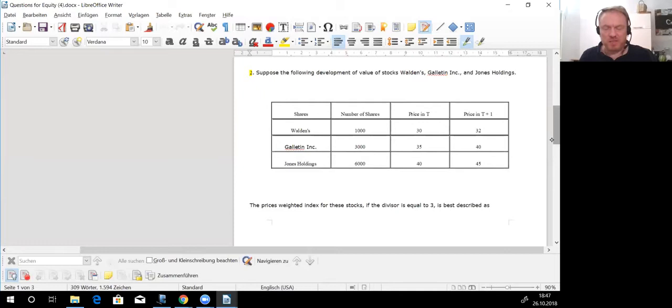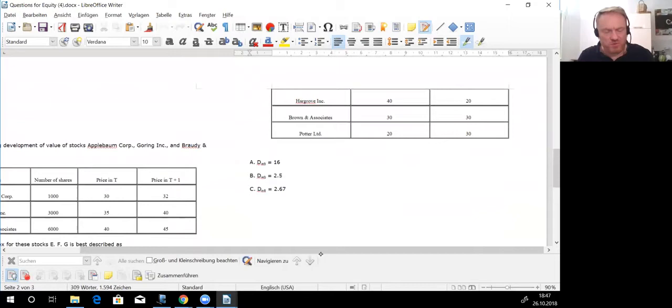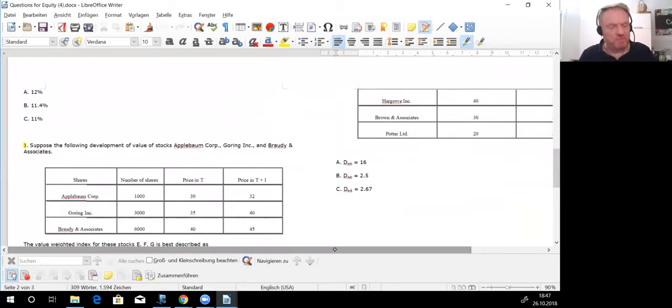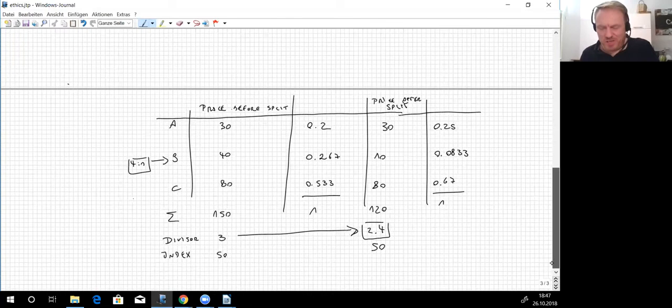Now, we just need to compute this. Is it 12%? Is it 11.4%? Or is it equal to 11%? What would you say? You just computed it, I guess, didn't you? I know you did. So let's move on to question number 2.